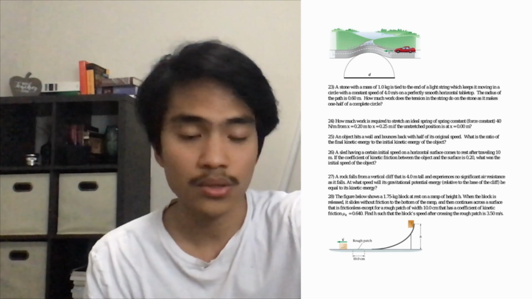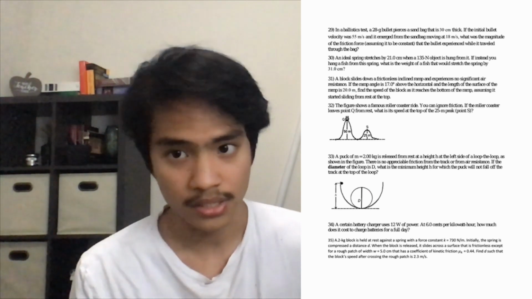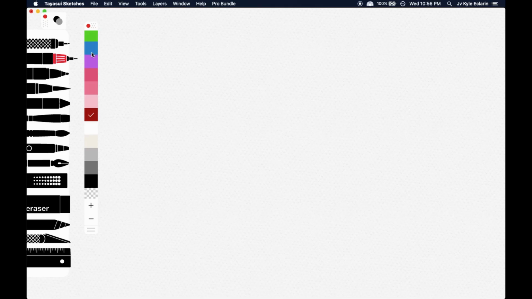Moving on to question 29. 29 says, in a ballistic test, a 28-gram bullet pierces a sandbag that is 30 centimeters thick. If the initial bullet velocity was 55 meters per second, and it emerged from the sandbag moving at 18 meters per second, what was the magnitude of the friction force, assuming it to be constant, that the bullet experienced while it traveled through the bag? We don't have a smooth surface anymore, but we're assuming that there's no gravity, so it's kind of on a smooth surface.